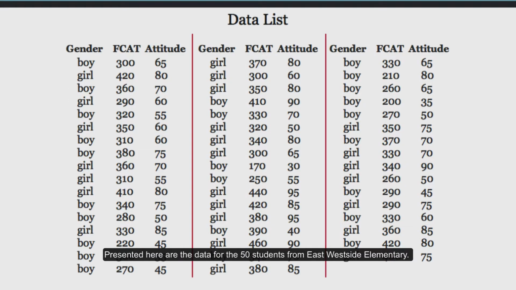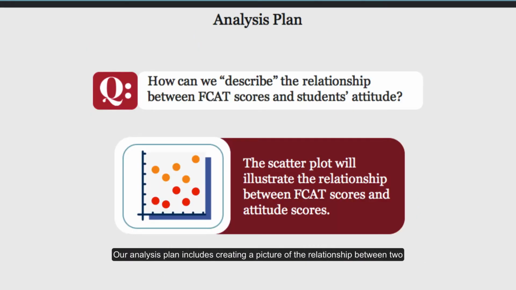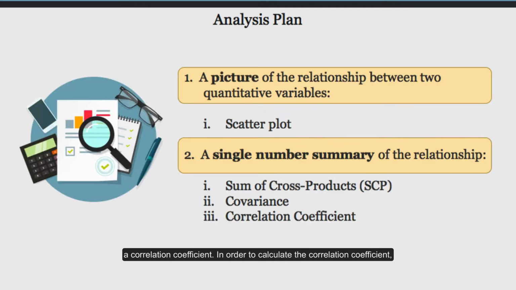Presented here are the data for the 50 students from East Westside Elementary. The variables included are gender and scores from the FCAT and attitude survey. Our analysis plan includes creating a picture of the relationship between two quantitative variables. This picture is called a scatter plot. In addition, we'll calculate a single number summary of the relationship called a correlation coefficient. In order to calculate the correlation coefficient, we will calculate two other statistics related to relationships, the sum of cross products, SCP, and the covariance.